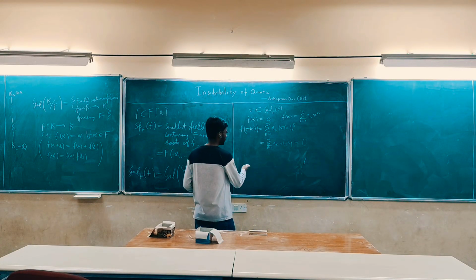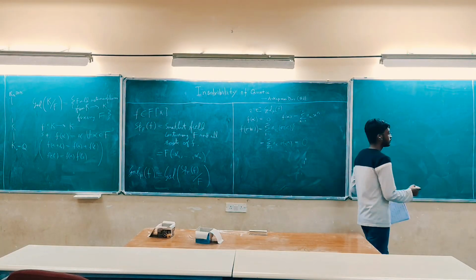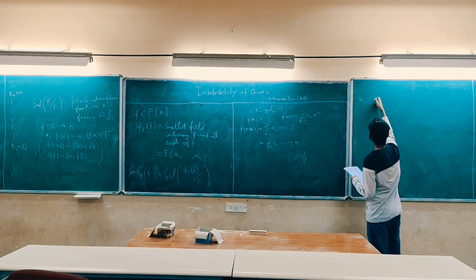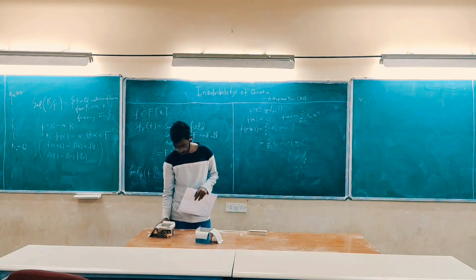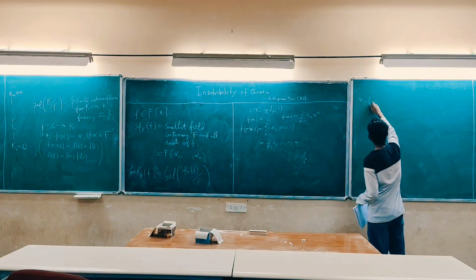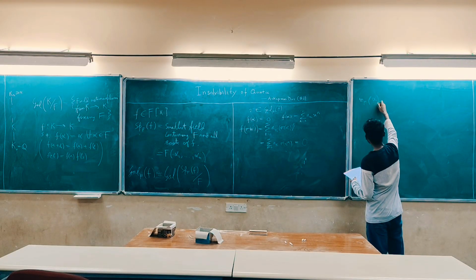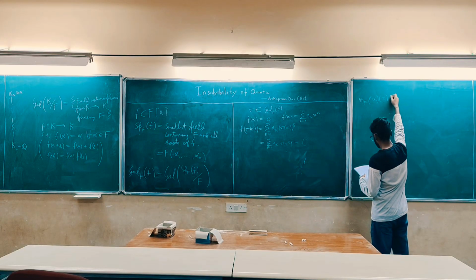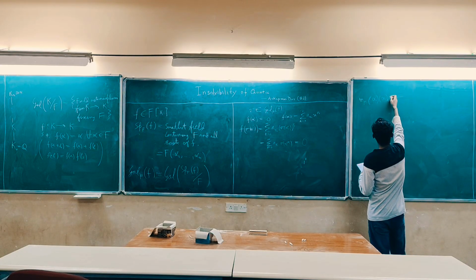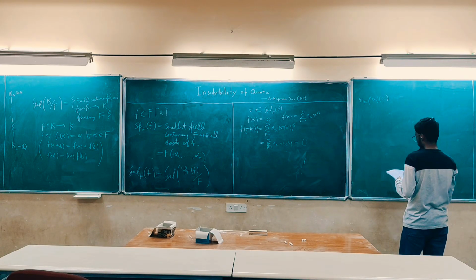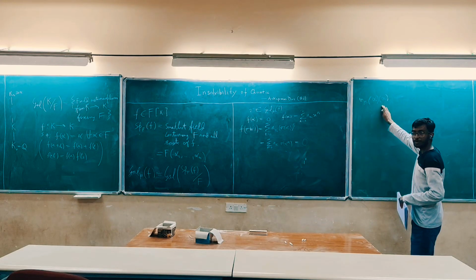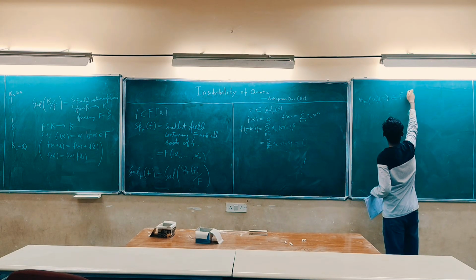Now what is a minimal polynomial? A minimal polynomial of alpha over F is the minimal polynomial such that alpha is a root of this polynomial, and this is an element of F[x].